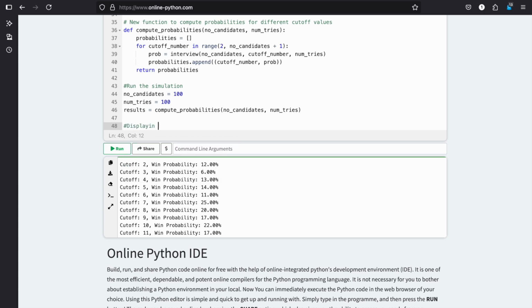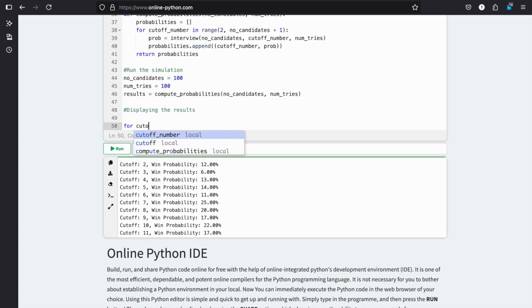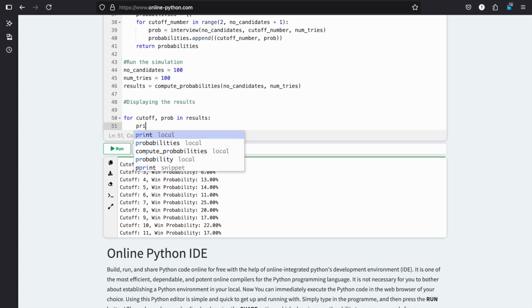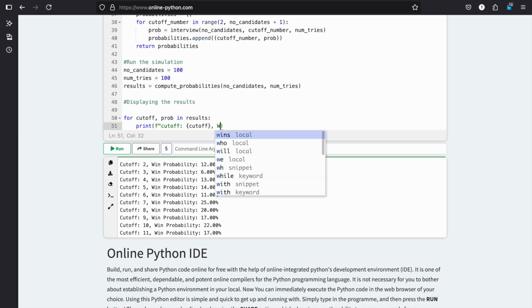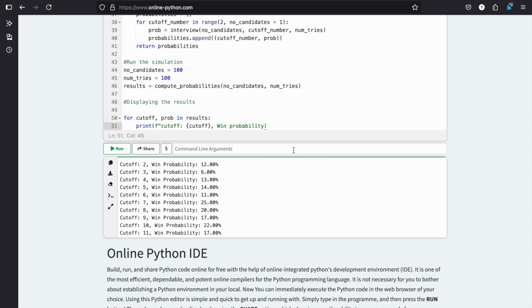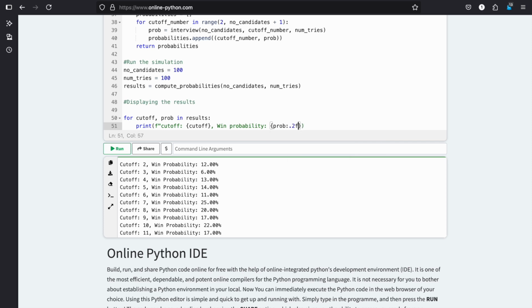And now all we need to do is display the results. We're going to create another for loop to display them. For cutoff, prob in results, it's a fancy for loop. We're going to print cut off, then the cutoff number, comma, win probability. I'm trying to remember how these special strings go. Then once again these curly brackets, prob colon 0.2f, and all we need now is the percentage outside. There we go. This should be it.